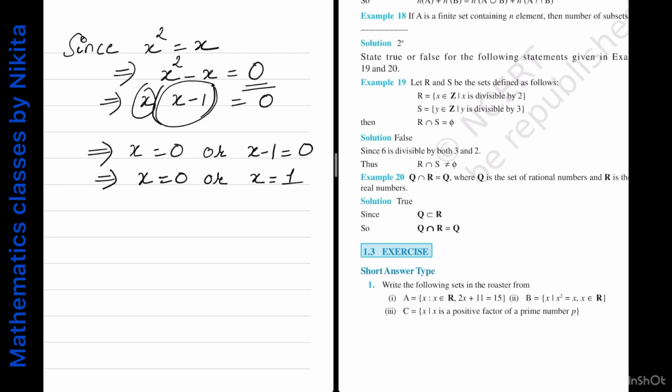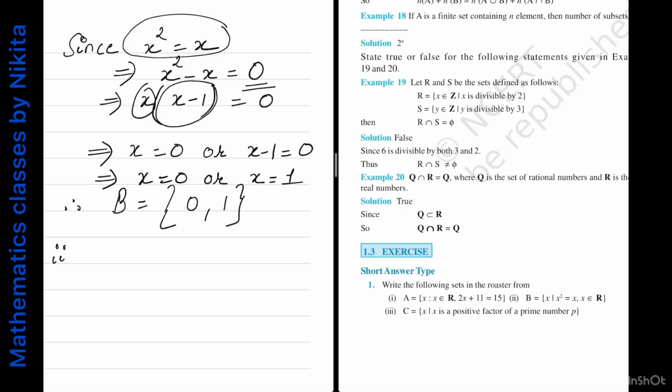So there are two possibilities. That means x square is equal to x either for x equal to 0 or for x equal to 1. And you can also check: if I keep x equal to 0, then I will have 0 equal to 0, and if I put x equal to 1, I will have 1 is equal to 1. Hence, my set B is equal to {0, 1}. So B has two elements.